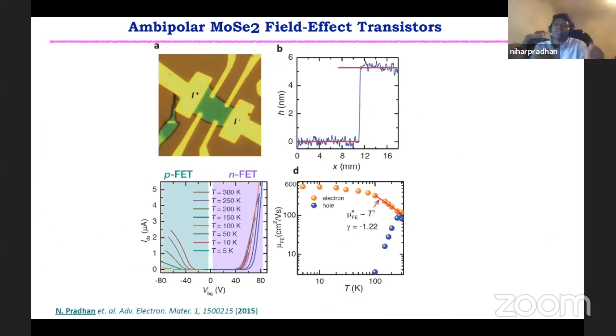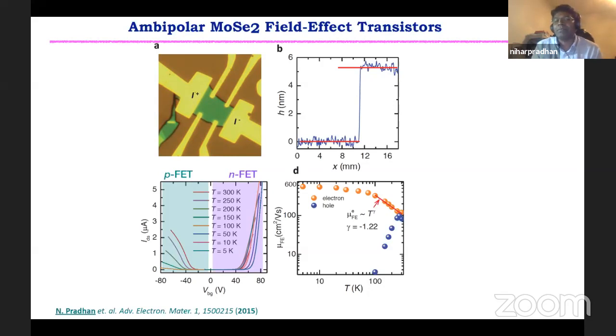So here we discussed the contact effect. Now, if we have a semiconductor, let's consider it has an ambipolar effect, where both electrons and holes are there. In this case, you see the MoS2 transistor shows a p-type field effect transistor as well as an n-type field effect transistor. So both electrons and holes are there, or we can say these materials behave like intrinsic.